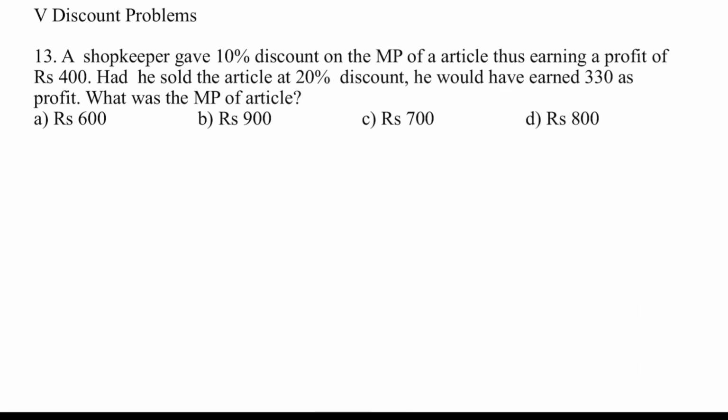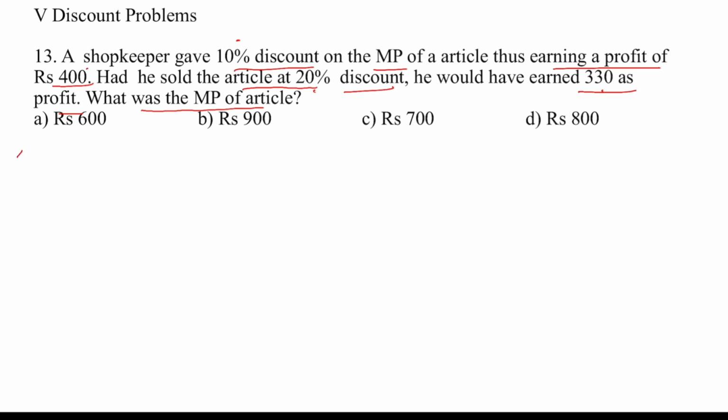A shopkeeper gave 10% discount on the marked price of an article, thus earning a profit of rupees 400. Had he sold the article at 20% discount, then he would have earned 330 rupees as profit. When he gave 10% discount, he is earning 400 as profit. So if he had given 20% discount, he would have earned 330 as profit. So what was the marked price of the article?